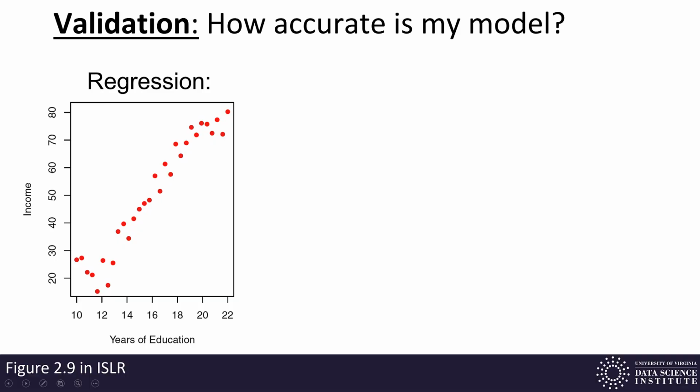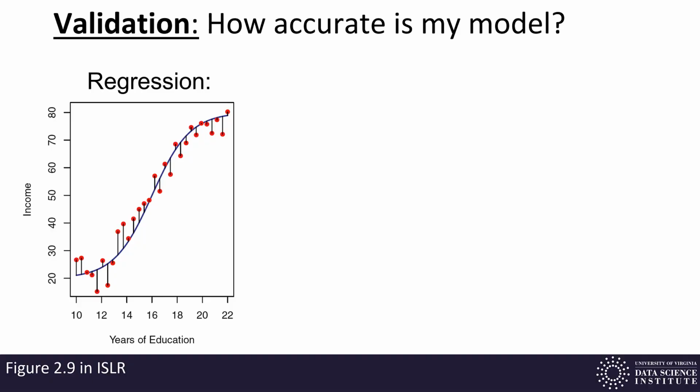So here in our plot on the left-hand side of our screen, we have a regression model that we're trying to do, and we're trying to predict income as a function of years of education. And so I can put in a model, which I'm representing with this blue curve that's approximating the function for income as a function of years of education. And so I want to know, how accurate is this model?